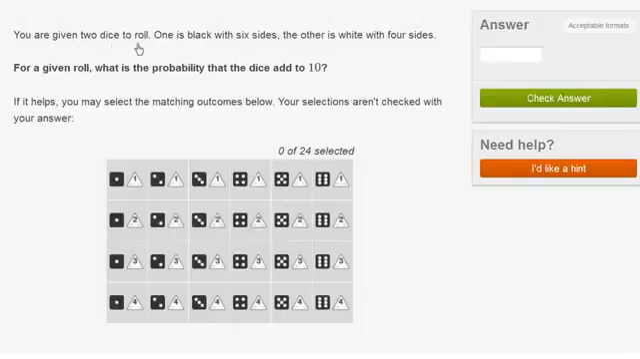You are given two dice to roll. One is black with 6 sides. The other is white with 4 sides. So a 4-sided die is kind of a pyramid-looking thing. It has exactly 4 sides. So for a given roll, it would be a pyramid with a triangular base.